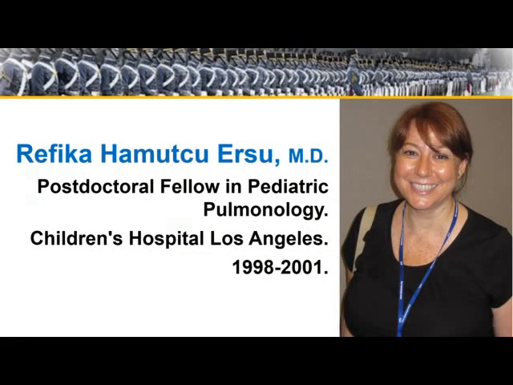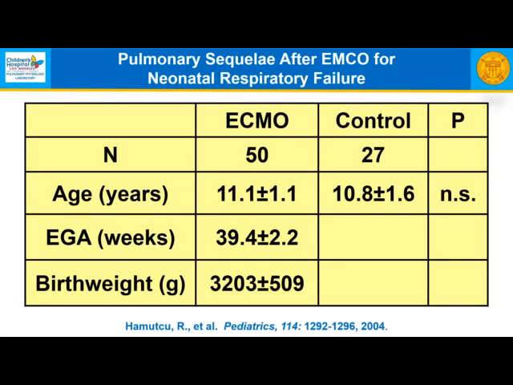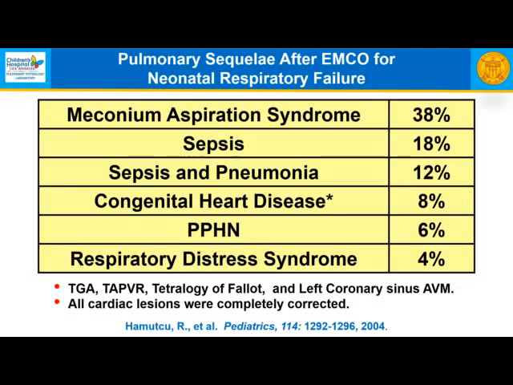Rafika Hamuchi-Ursu, also a pulmonary fellow here at Children's Hospital Los Angeles, 1998 to 2001. And she studied 50 children who had been on ECMO for neonatal respiratory failure, compared them to 27 controls. Age was not different. Full term, reasonable birth weight. The indications for ECMO were shown here. Meconium aspiration was the most common, then sepsis and pneumonia, congenital heart disease, a few persistent pulmonary hypertension in the neonate, and respiratory distress syndrome.